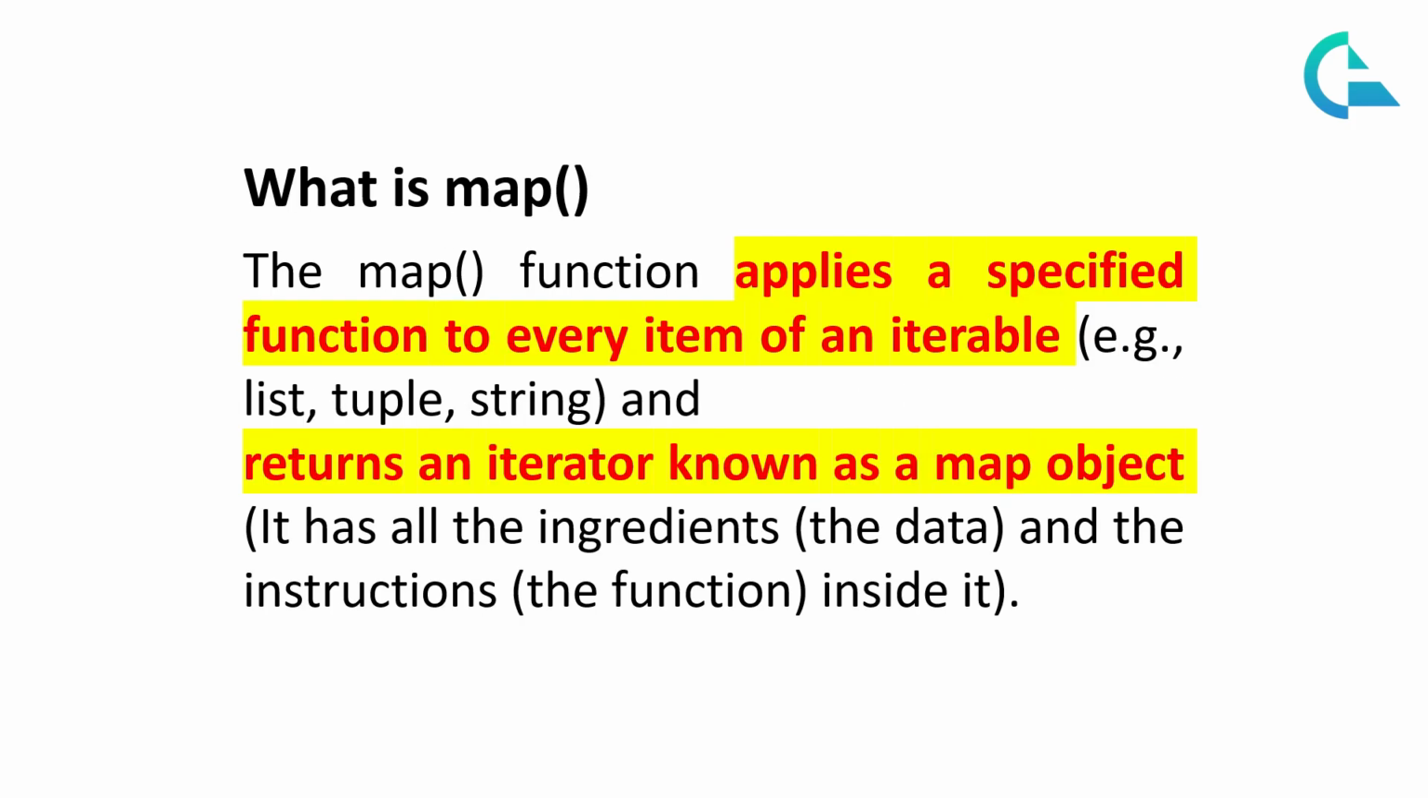Okay, so what is map? The map function applies a specified function to every item of an iterable. As we saw in our A list, it doubled each of the elements present there, 1 to 5, which becomes 2 to 10. Okay, and it returns an iterator known as a map object. Before converting it into a list, we saw that there's a map object, right? So the data and the function that needs to be performed on the data is stored at a particular storage location.